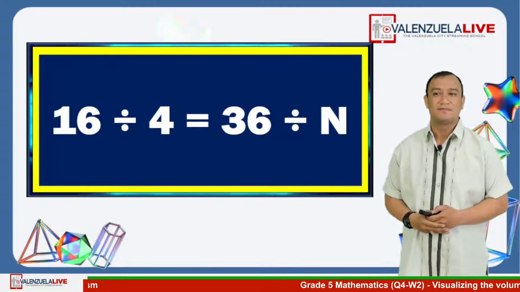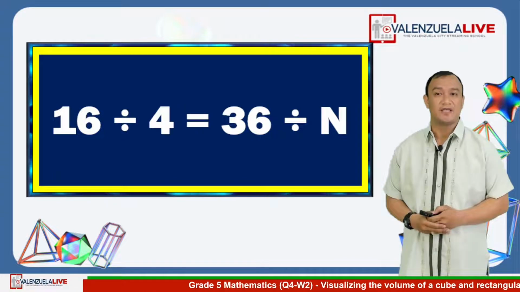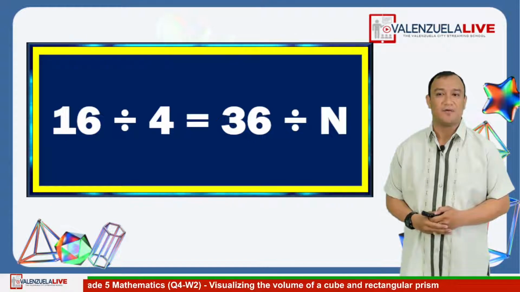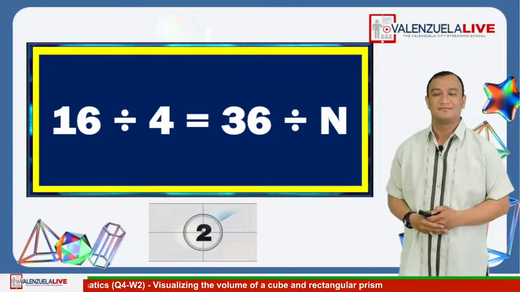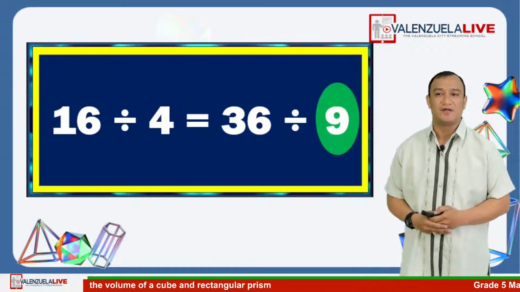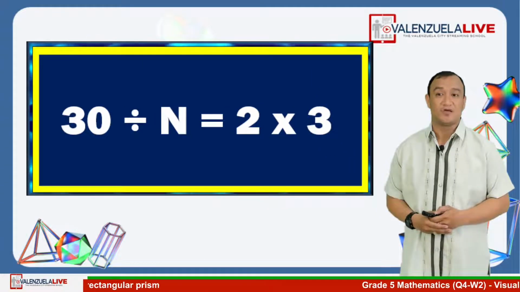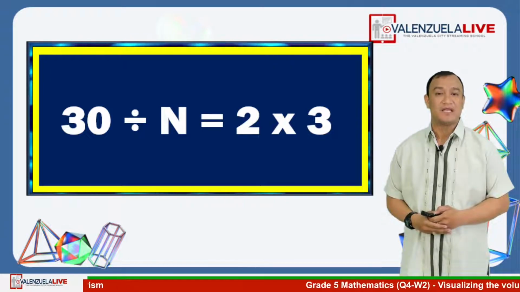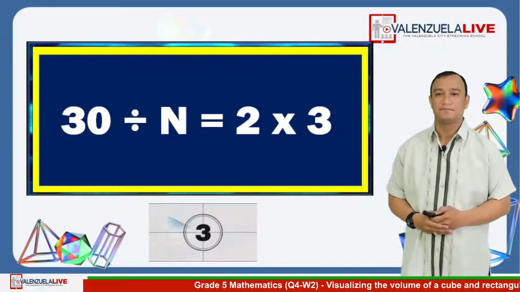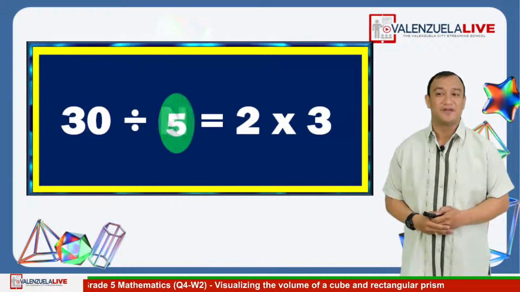Next given, 16 divided by 4 is equal to 36 divided by n. Your 5 seconds starts now. Okay, time's up. The answer is 9. Another, 30 divided by n is equal to 2 times 3. 5 seconds starts now. Okay, time's up. The answer is 5.